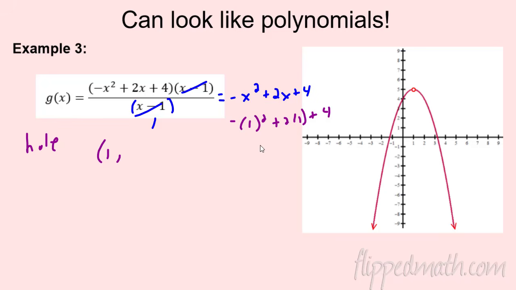And it looks like -1 plus 2 plus 4 should get us up there at 5. Does the graph confirm it? It does. Then just make sure you're cool with that notation. The main thing here is this notation.